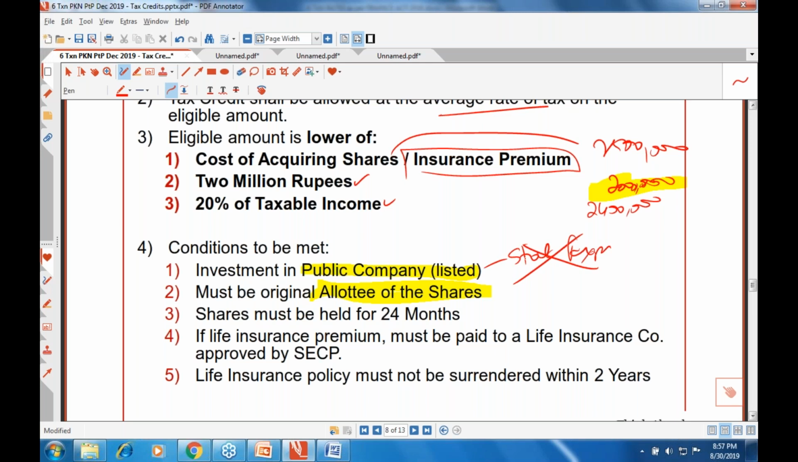Like for example, the shares were already issued in the market. You purchase those shares. You will not be allowed to claim tax credit on them. For you to claim the tax credit, you have to be the original allotee. You have to be the one who has purchased those shares for the very first time. Secondly, let's try to understand this concept also.